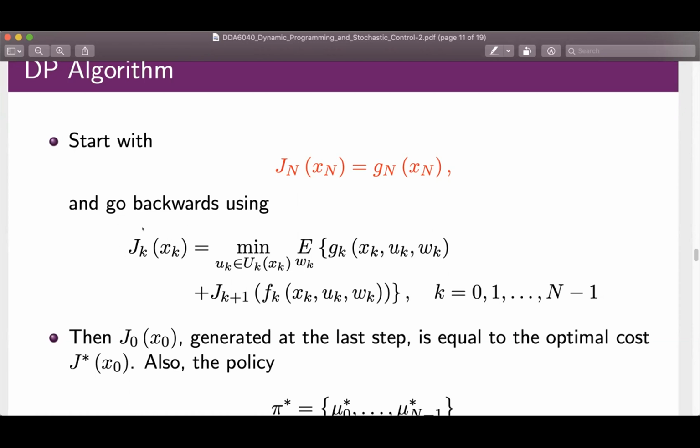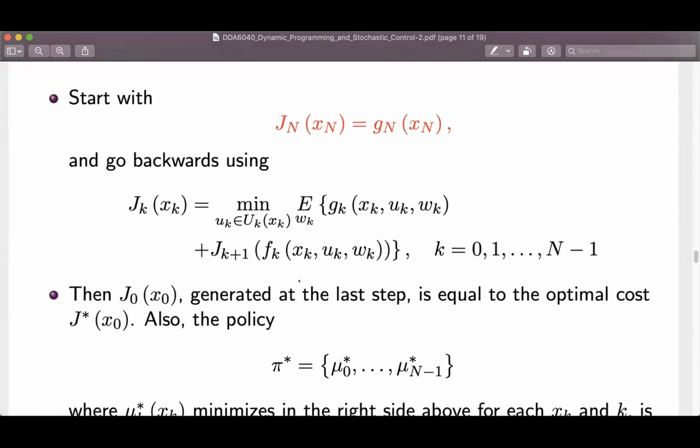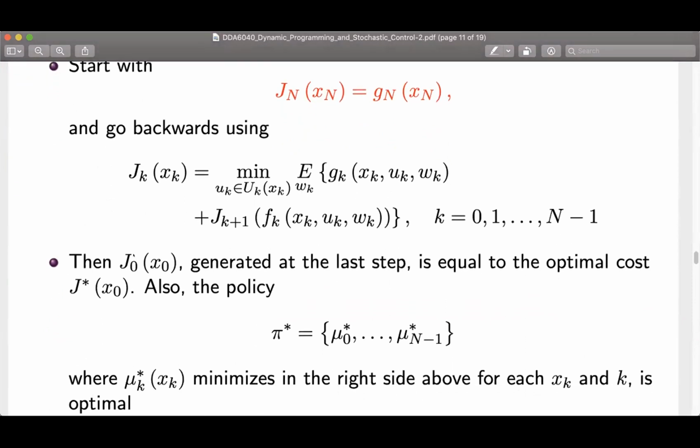With this J_k computed, we can continue to iterate this process. We can get J_{k-1}, J_{k-2}, until J_0. Once we obtain the value of J_0 at x_0, it equals the optimal cost J*(x_0).